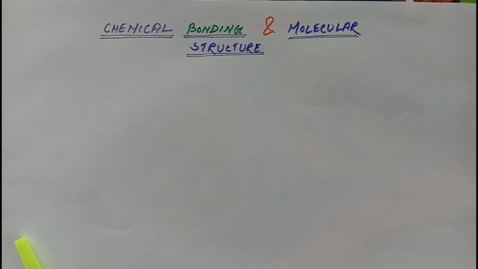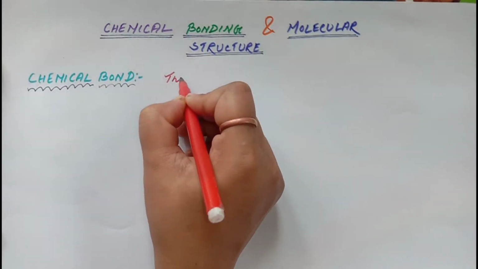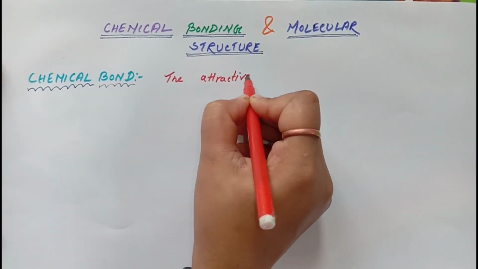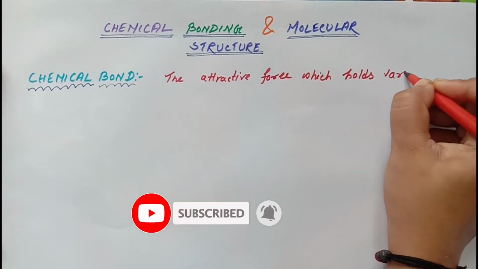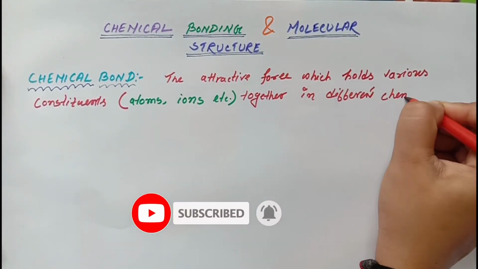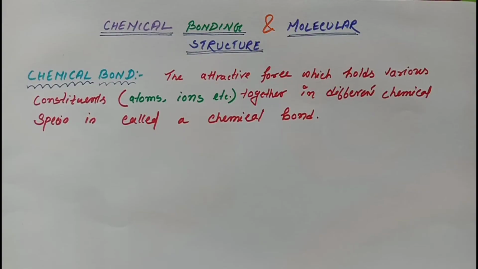Today in this video we will discuss chemical bonding and molecular structure. This is unit 4 of class 11 chemistry. So the first question in our mind is, what is a chemical bond? See the definition of chemical bond.